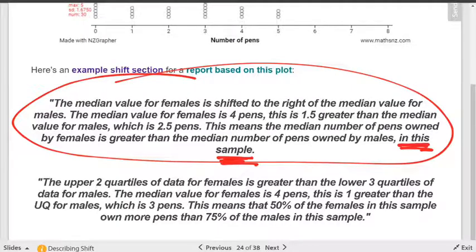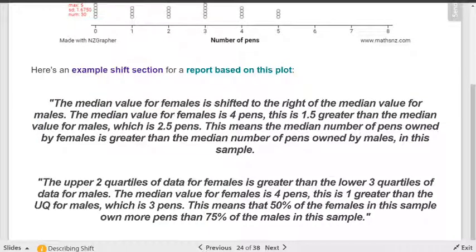Right? Now, it doesn't have to be written just exactly like that. Let's look at another one. In this one, they're not comparing the median shift. They're comparing the what? Quartiles. Okay? Another perfectly good example. You do not have to do both. You can do one or the other. You're just talking about shift.